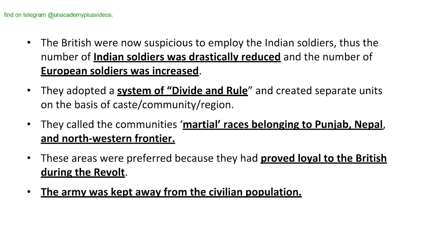The British were now suspicious about employing Indian soldiers, thus the number of Indian soldiers was drastically reduced and the number of European soldiers was increased. They adopted a system of divide and rule and created separate units on the basis of caste, community, and region. They called the communities martial races, belonging to Punjab, Nepal, and the northwestern frontier. These areas were preferred because they had proved loyal to the British during the revolt. The army was kept away from the civilian population.